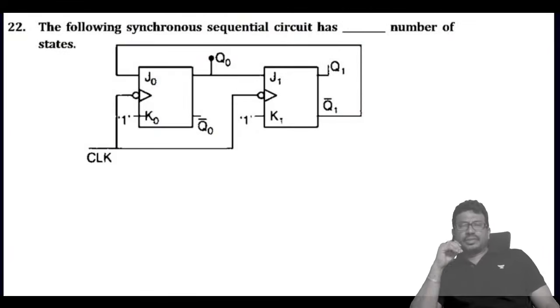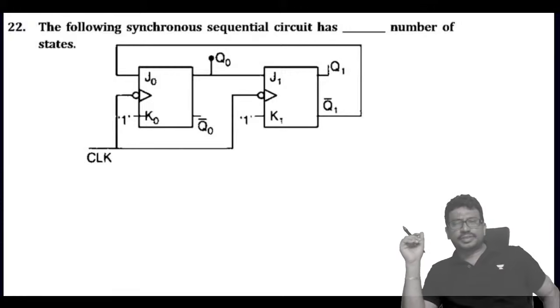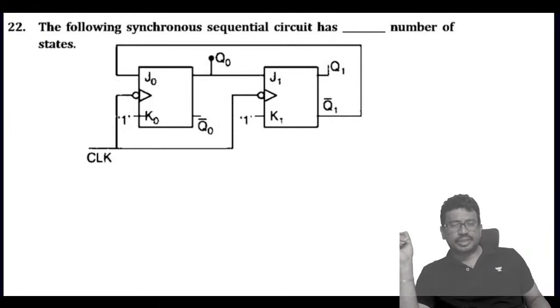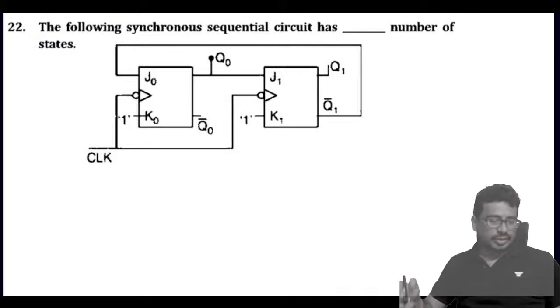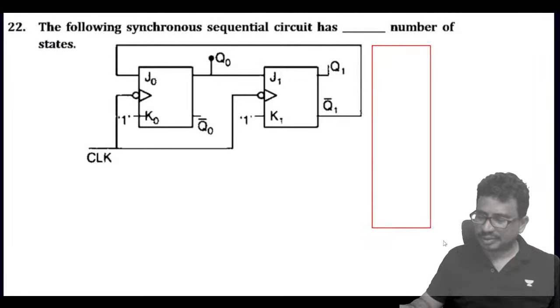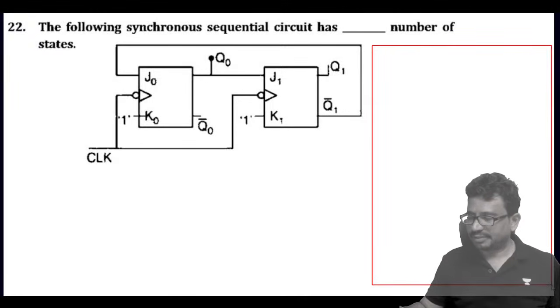Next, the following synchronous sequential circuit has dash number of states. That means indirectly what is it asking here? Mod number. We need to find the mod number. So tell me now, for the mod number.